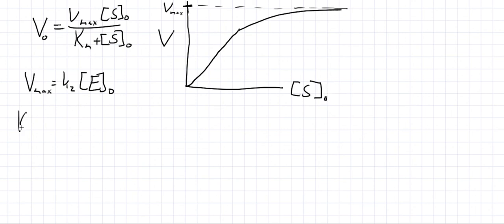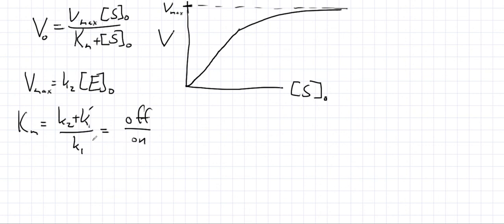Now, Km, we said, was K2 plus K1 prime all over K1. Or another way of saying this is that this is the off rate, right? Because this is decomposing back to form reactants, and this is going forward to form products. So both of those are decomposition of our enzyme substrate complex. Over here, we have the on rate. So you could think of it as off over on. So it's kind of like a dissociation constant, right?